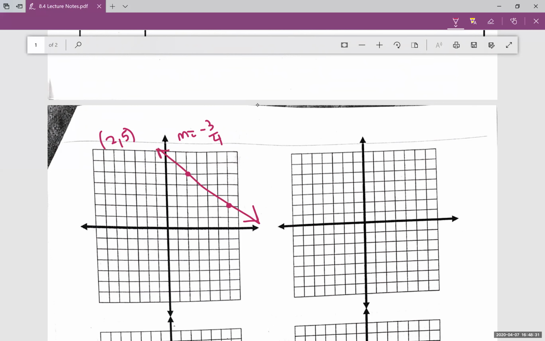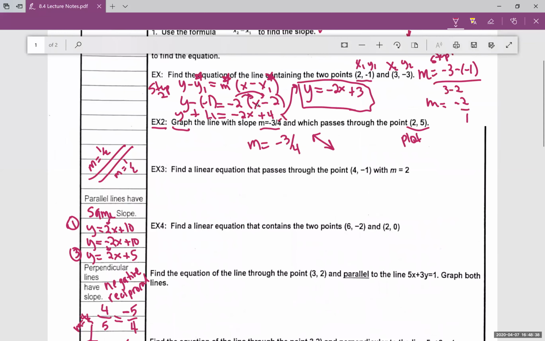Okay. So if it just says simply graph, graph the point first, and then from the point, do your rise over run. Okay. All right.